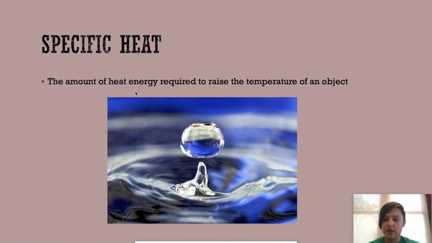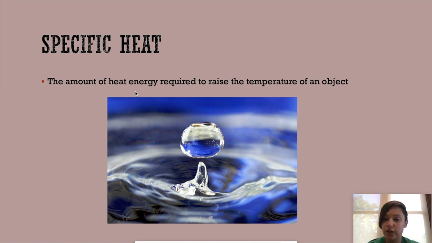Every object that exists has a specific heat. Specific heat is the amount of energy required to raise the temperature of the object. It's the amount of heat energy required to raise the temperature of an object by 1 degree Celsius. Water has a very high specific heat. I've got a picture here to talk to you about it. Water actually requires a lot of heat to raise its temperature.